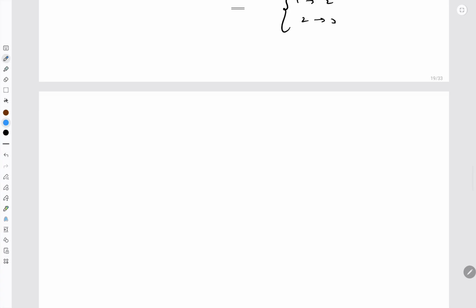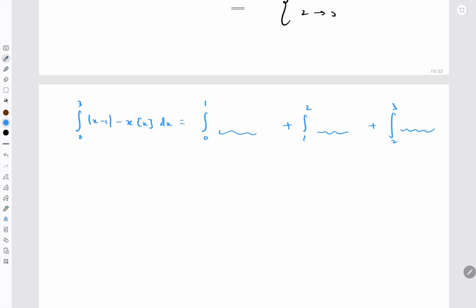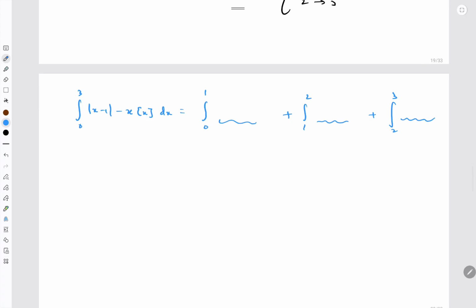So let me write it. 0 to 3 mod x minus 1 minus x mod x dx is basically 0 to 1 this thing, 0 to 1 this mod, 1 to 2 this mod, and 2 to 3 this particular function, not mod actually.